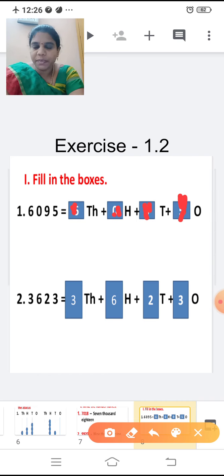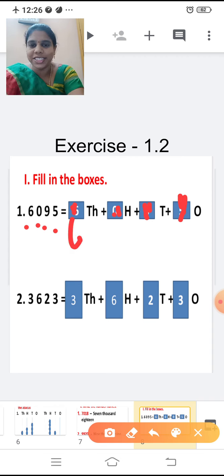6,095. Now tell me children, how many ones are there? So here we have 5 in the ones place, 9 in the tens place, 0 in the hundreds place and 6 in the thousands place. Now shall we write? How many thousands are there? Yes, 6,000. So write 6 inside the box.